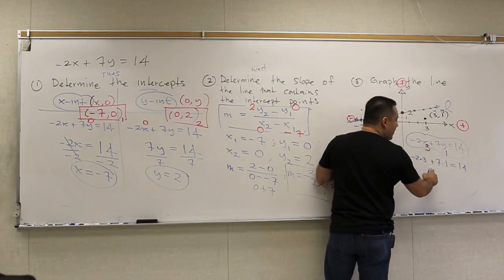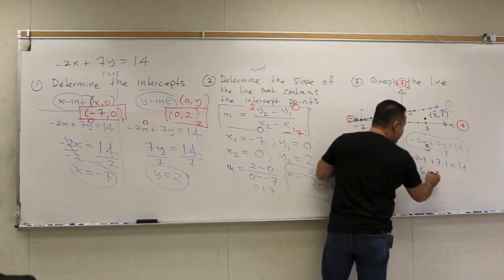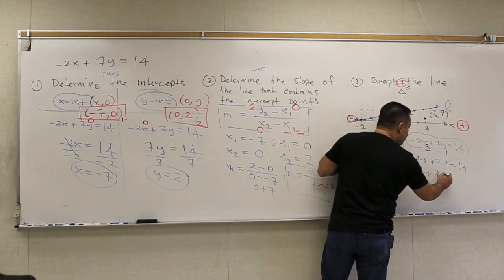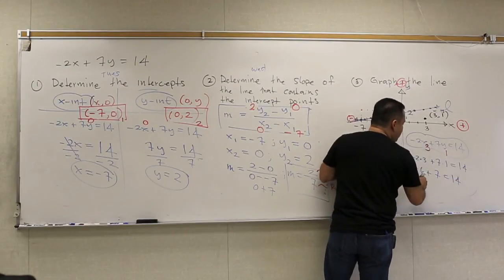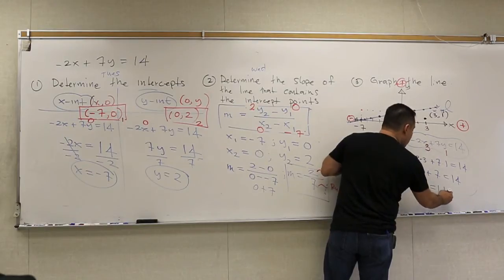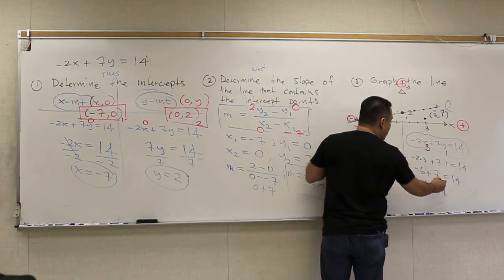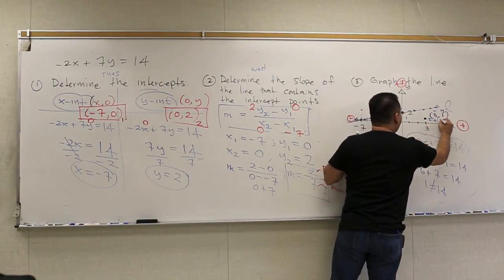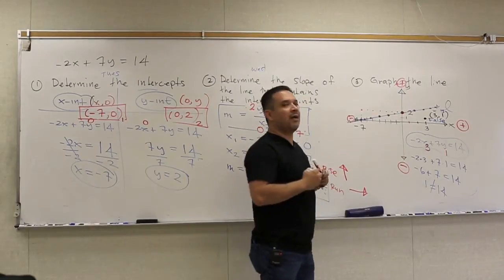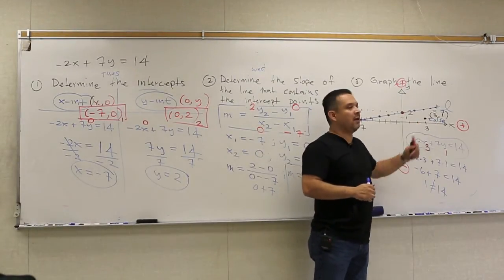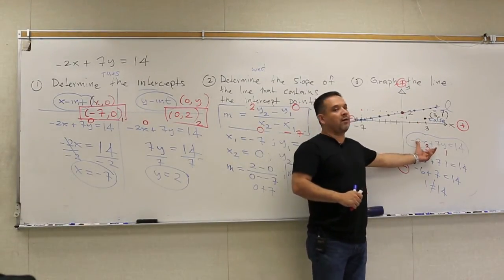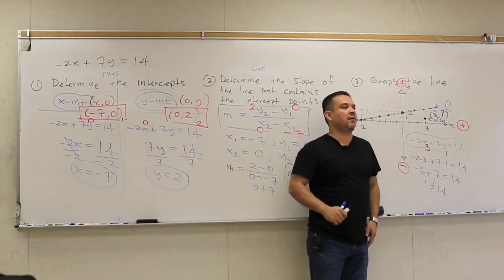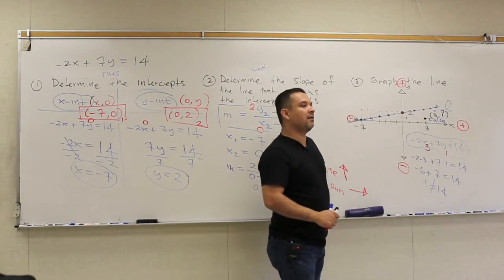Order of operations says do multiplication before addition. Negative 2 times 3 is negative 6. Plus 7 times 1 is 7. That's supposed to be 14. What's negative 6 plus 7? Positive 1. Is 1 the same as 14? No. We saw last time, plugging in that point gave us a what? A false statement. That meant that this particular point is not a solution, or that particular point is not on the line. Are you guys okay with that?